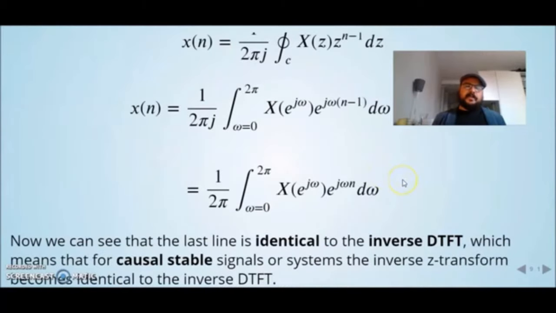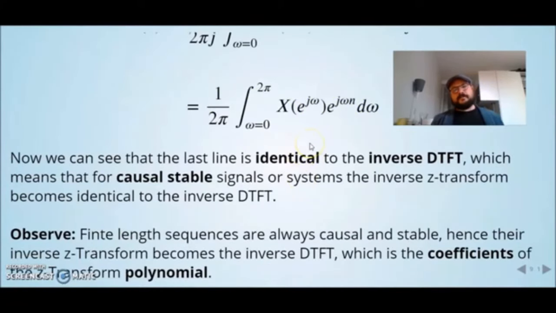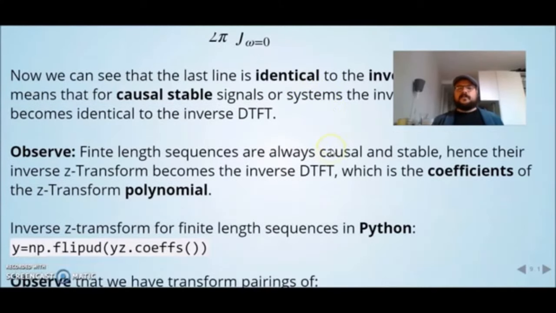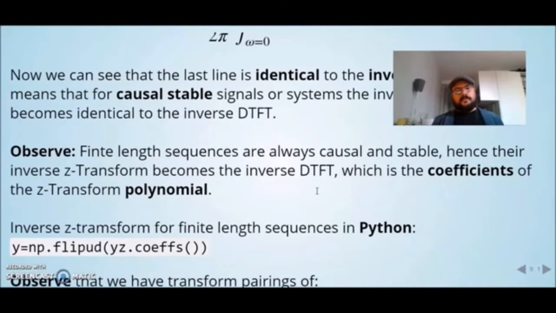And we have that the inverse Z-transform for causal stable signals or systems becomes identical to the inverse DTFT. In practice, all finite length sequences are always causal and stable, and their inverse transform becomes the inverse DTFT, which gives the coefficients of the Z-transform polynomial. And we can also use Python to get the coefficients of the Z-transform polynomial.